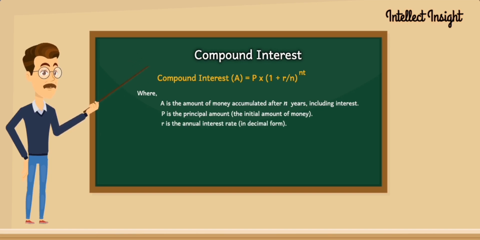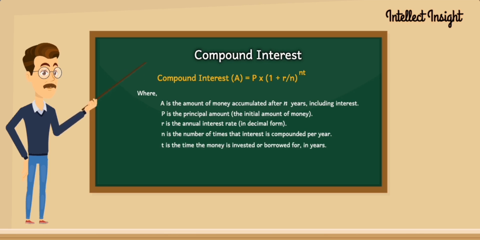R is the annual interest rate in decimal form. N is the number of times that interest is compounded per year. And T is the time the money is invested or borrowed for. It will be measured in years.